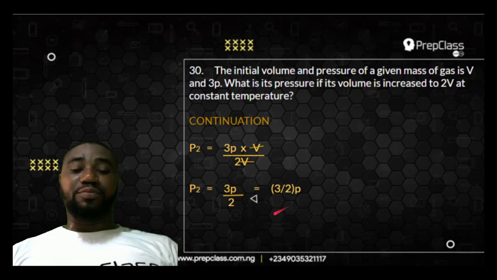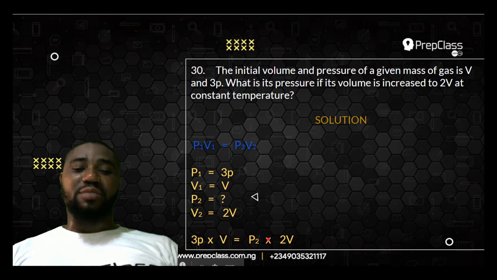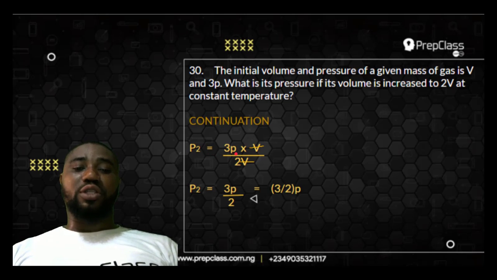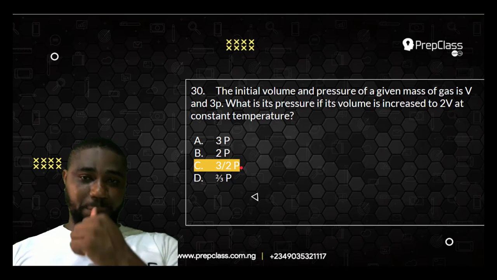Very simple. So when you continue, after you divide both sides by 2V, you get P2 equals 3P times V over 2V. So V will cancel V, and we get P2 equals 3P over 2, which simply means 3 over 2 P. And if you look here, your correct answer is 3 over 2 P, option C.